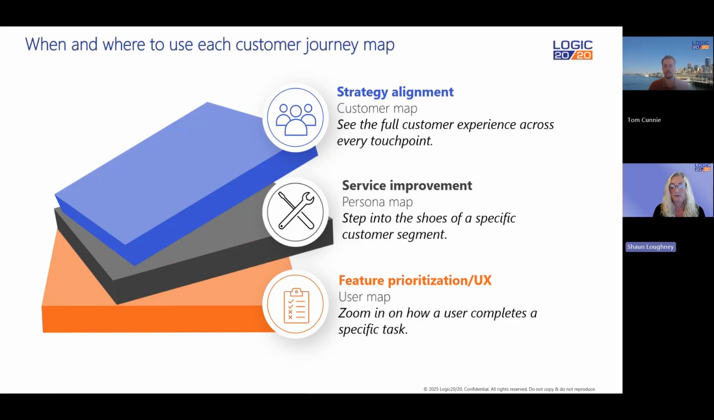So how do we use these maps? Different maps serve different needs. Customer, persona, and user journey maps each highlight different perspectives. A customer journey map is best when looking at the end-to-end experience across all touch points, including marketing, sales, and service. This is useful when you're doing strategic alignment. A persona journey map is useful when focusing on a specific customer segment to design tailored experiences and uncover pain points for that group. This is when you want to improve the service for a specific group.